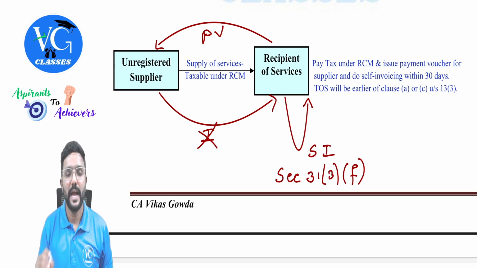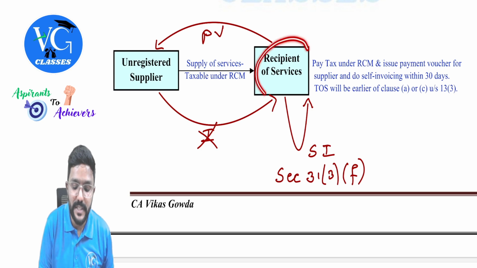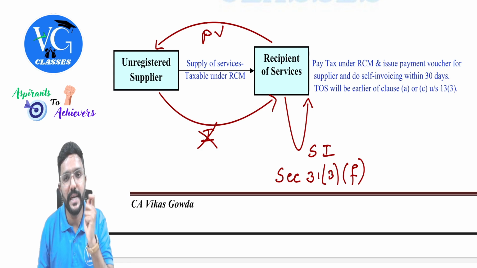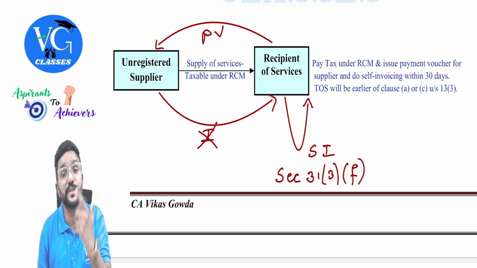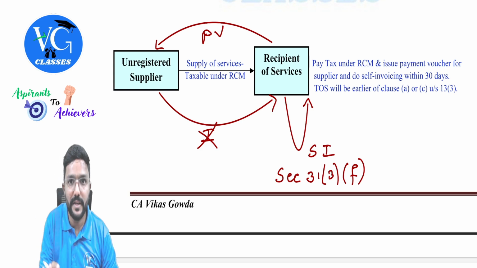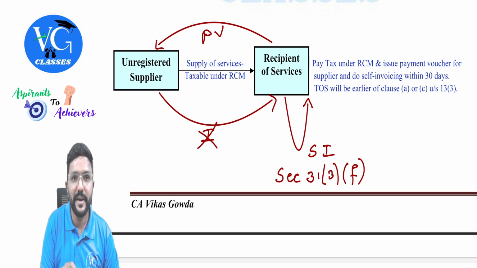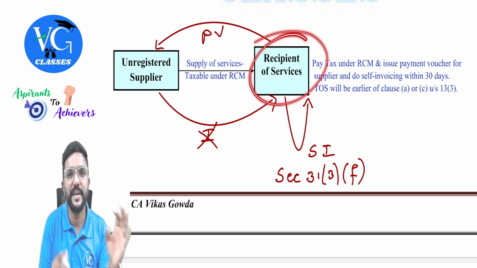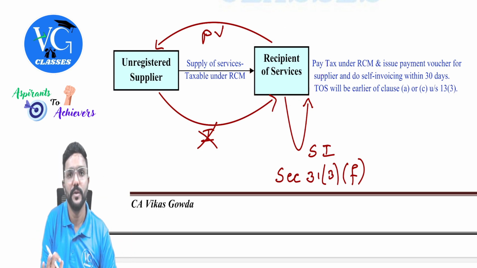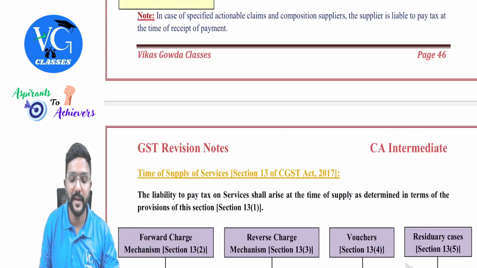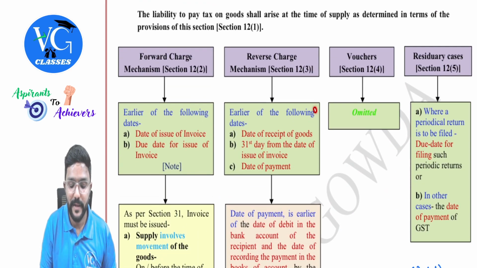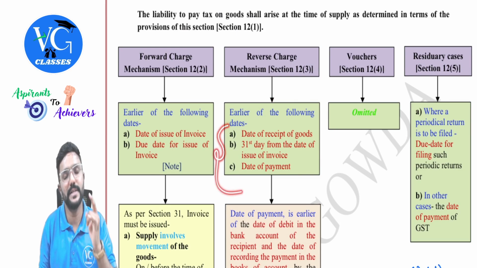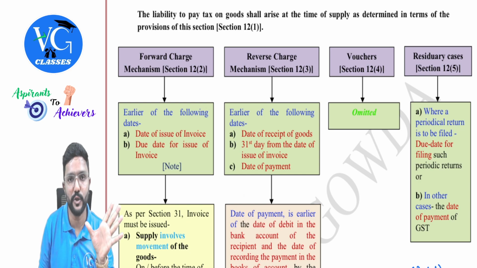Actually, the time limit for the recipient to do self-invoicing when the supplier is not registered is 30 days from the date of receiving the services or goods. Even if it is a supply of goods, if the supplier is not registered, should the recipient do self-invoicing? Yes, he has to do. But with respect to time of supply, they have not covered the date of self-invoicing. They have taken 3 dates, whichever is earlier.